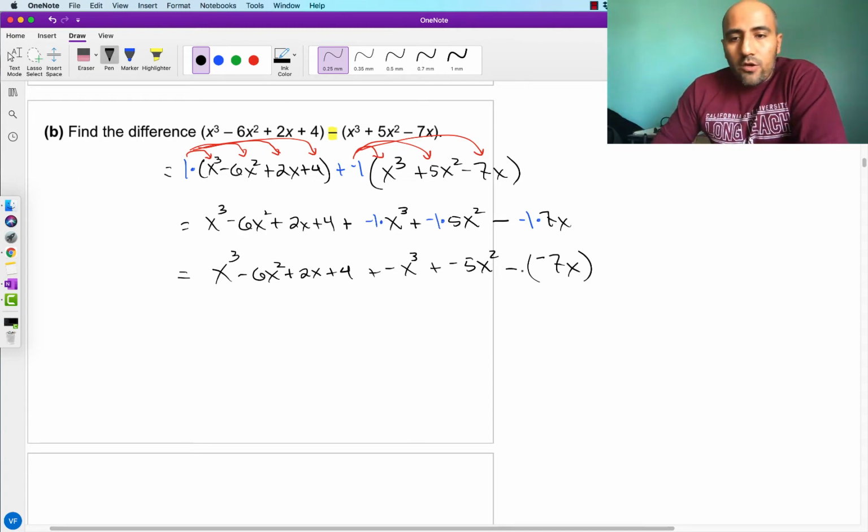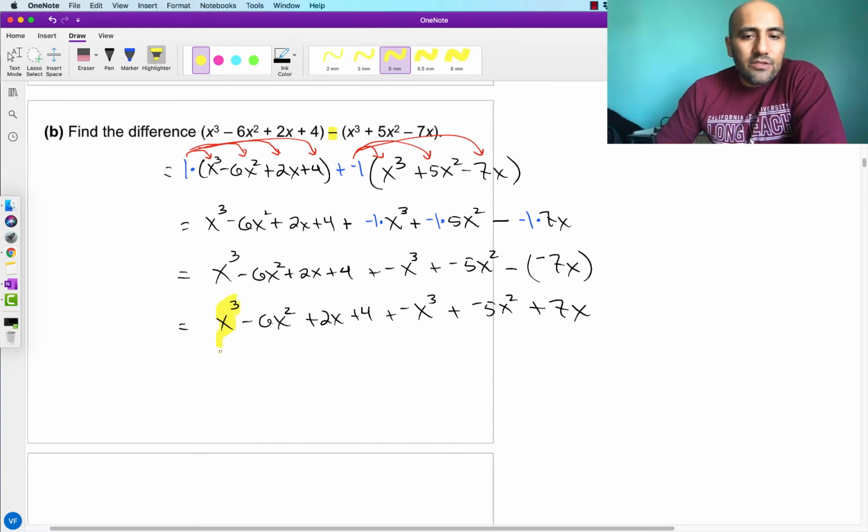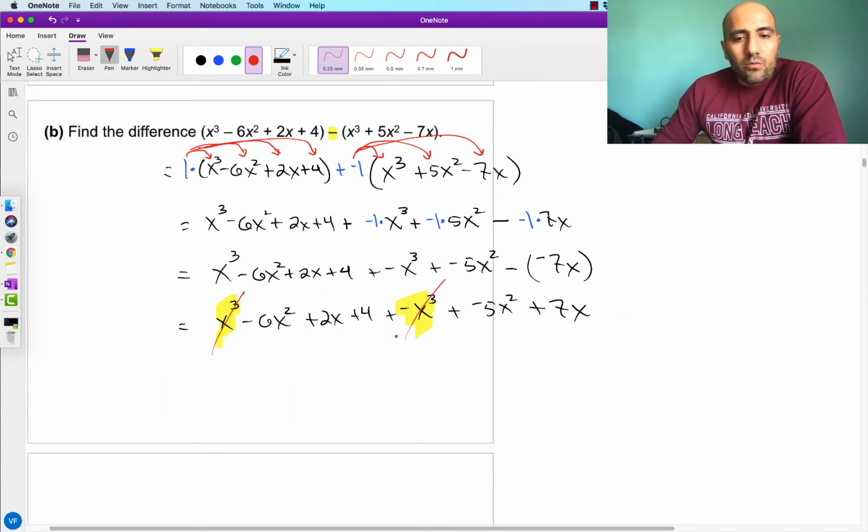Okay, well, we know that subtraction of a negative gives you a positive, so we can simplify that as well. We have x cubed minus 6x squared plus 2x plus 4 plus negative x cubed plus negative 5x squared plus 7x. Good. Okay, so we can combine like terms, and I can see that I have an x cubed there plus a negative x cubed there. So I know that those two are going to cancel. X cubed plus negative x cubed add up to 0. Right? We can also think about this as minus x cubed. So x cubed minus x cubed, that's going to be 0.